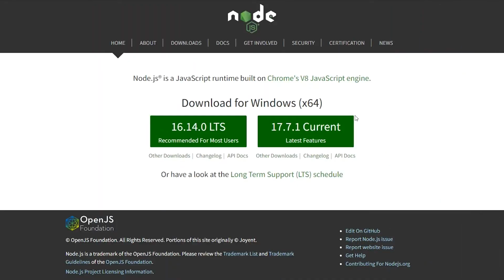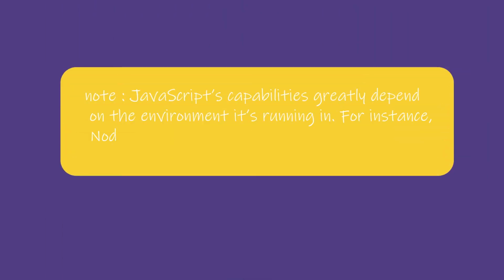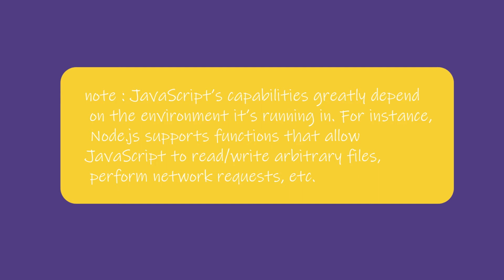We can run JavaScript in Node.js, but Node is not necessary to run JavaScript. We use it to install npm packages. If you want to install Node on your machine, select the latest version. Node is a program that includes the Google V8 engine, so Node is an environment to run JavaScript code. JavaScript's capabilities greatly depend on the environment it's running in. For instance, Node.js supports functions that allow JavaScript to read and write arbitrary files, perform network requests, and etc.